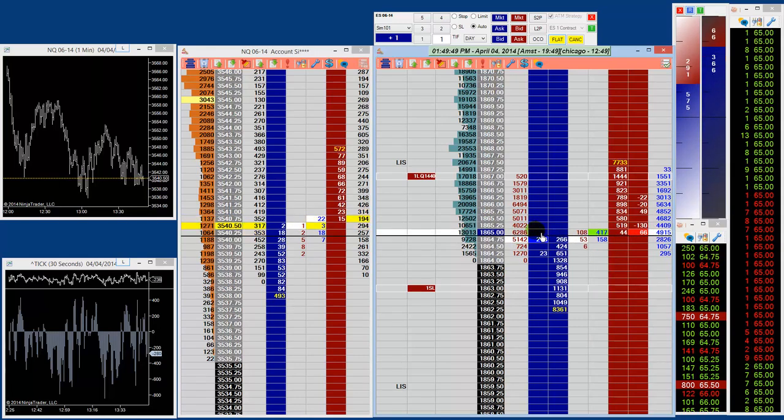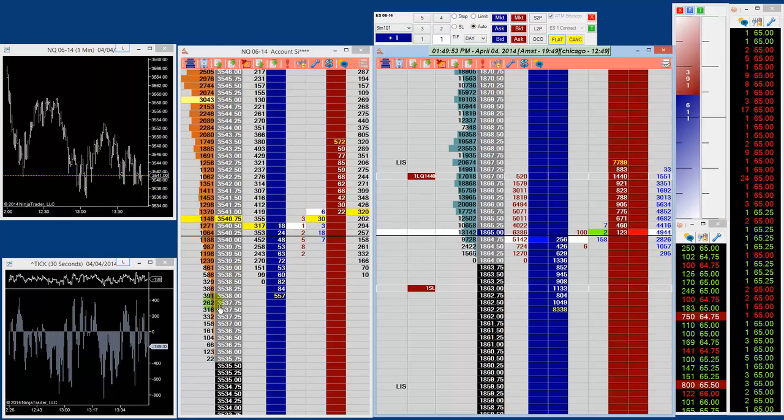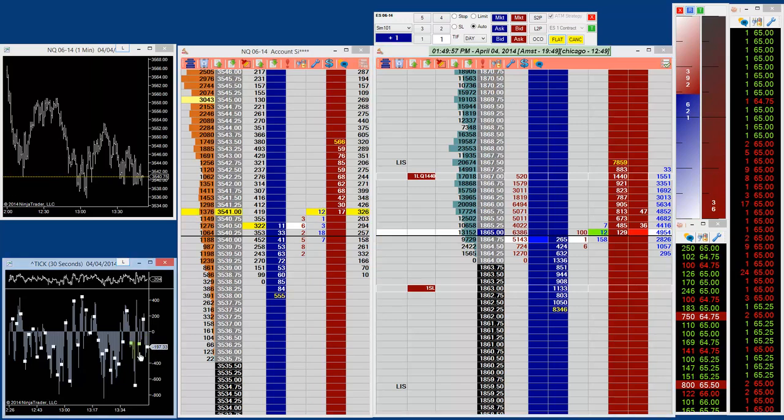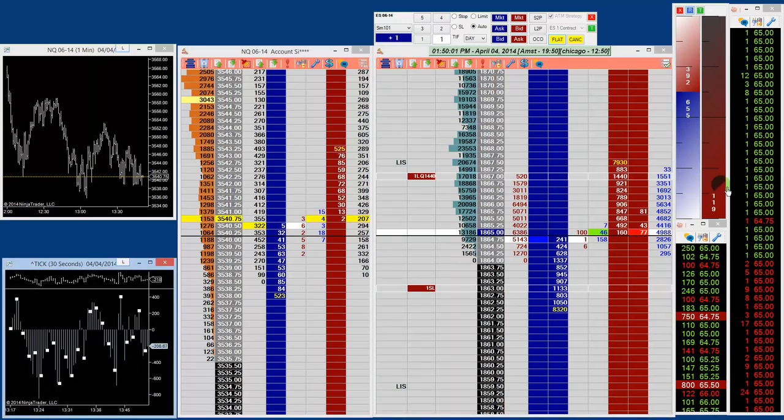So again, what have we got? The Nasdaq is just pushing up a tiny little bit. The tick is still down, but it is slightly moving up. Let me just make that a bit bigger. So the tick's going up a little bit. 250 contracts into 65. Okay, where's the tick up?